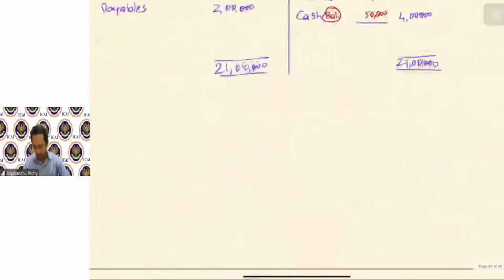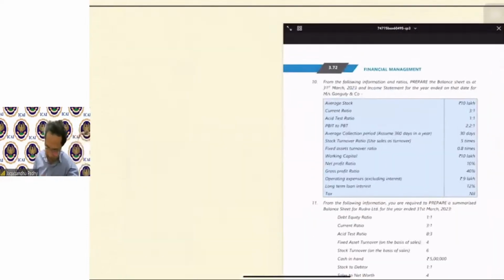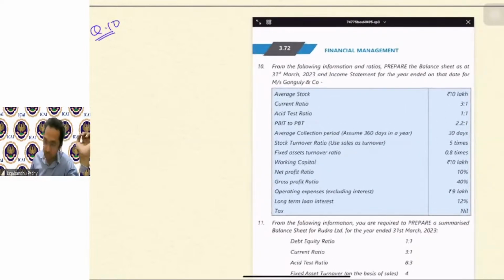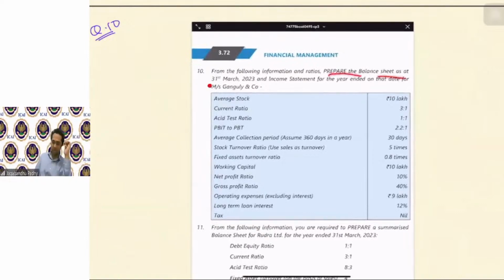Let's take up another question for practice. Now this time let's prepare an outline and then try to solve it. Question number 10, guys. In question 10, from the following information and ratios, prepare the balance sheet as of 31st March 2023 and the income statement for the year ended on that date.